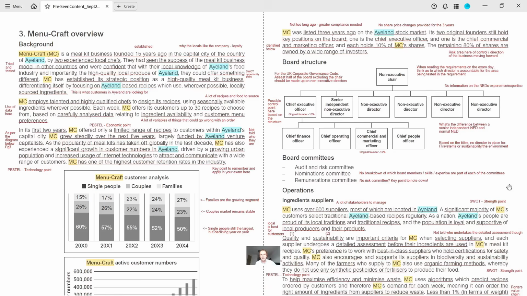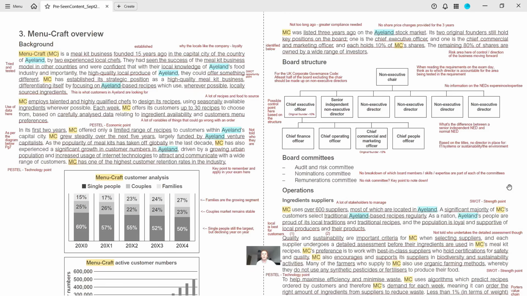We can now come up to the top right hand side where we're told that MenuCraft was listed 3 years ago, and this is on the ACCA stock market. We're not given any share price changes for those 3 years. We're not told anything about dividends, and it wasn't too long ago, so it has had to comply more greatly as it is actually listed now. And its 2 original founders still hold key positions on the board. So I've identified those on the board structure below. That's the Chief Executive Officer and the Chief Commercial and Marketing Officer.